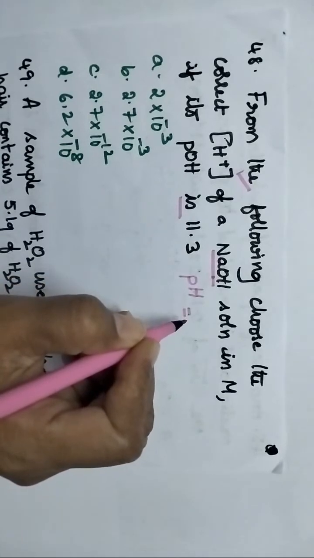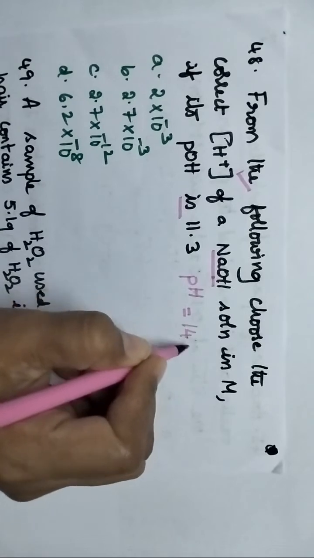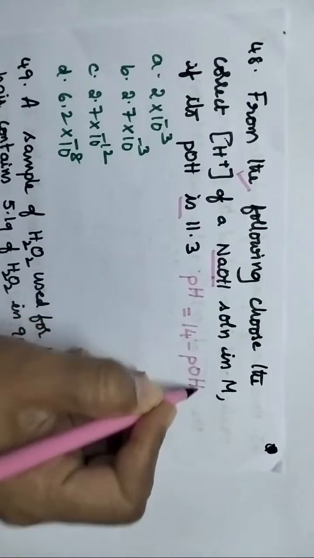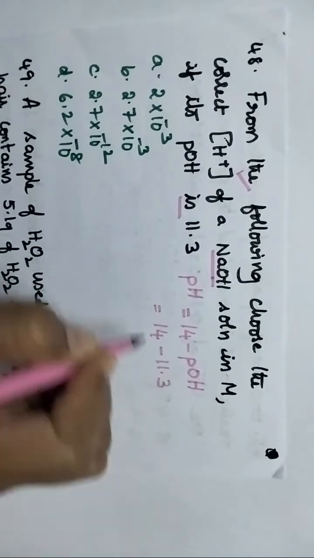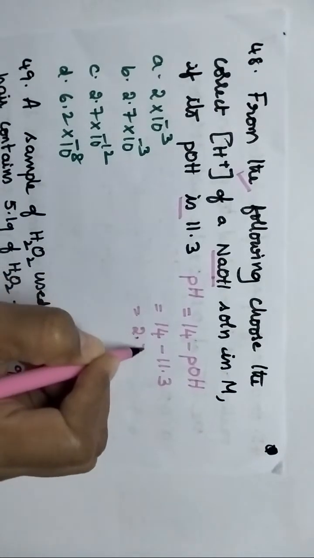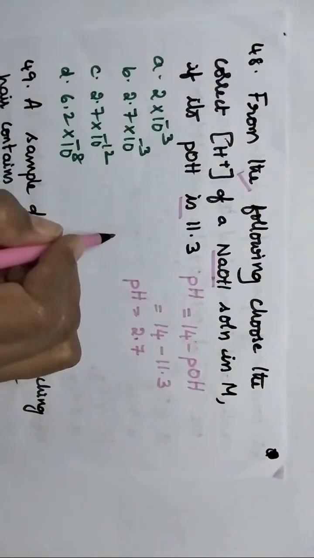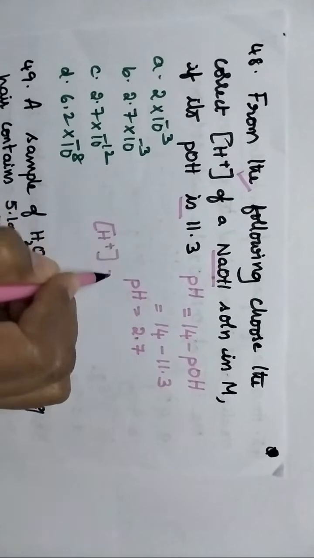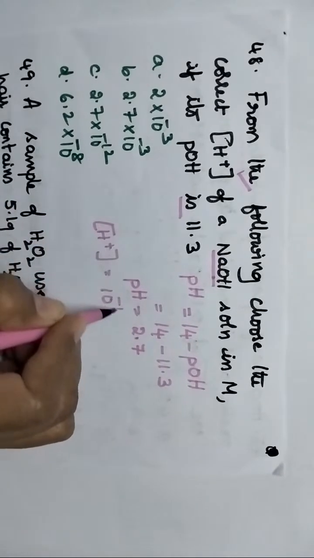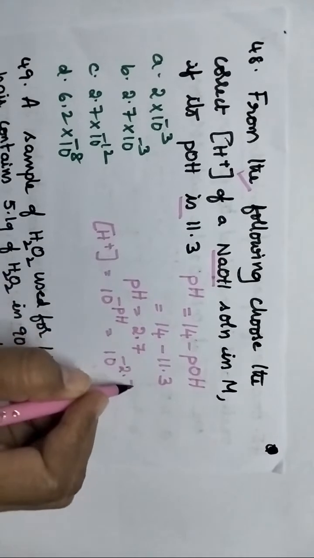We know that pH plus pOH is equal to 14. So, pH is equal to 14 minus pOH. So, that is equal to 14 minus 11.3. So, that is equal to 2.7. It is the pH of NaOH solution. Coming to the H plus ion concentration, that is equal to 10 power minus pH. So, that is equal to 10 power minus 2.7.